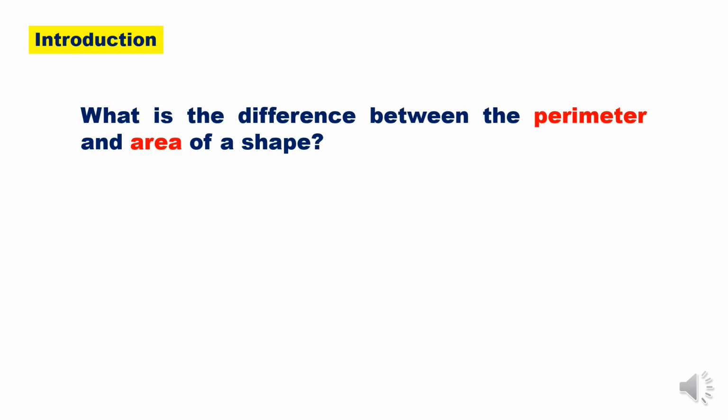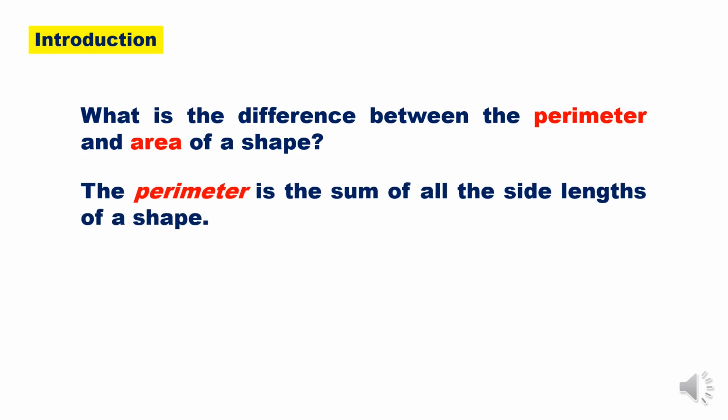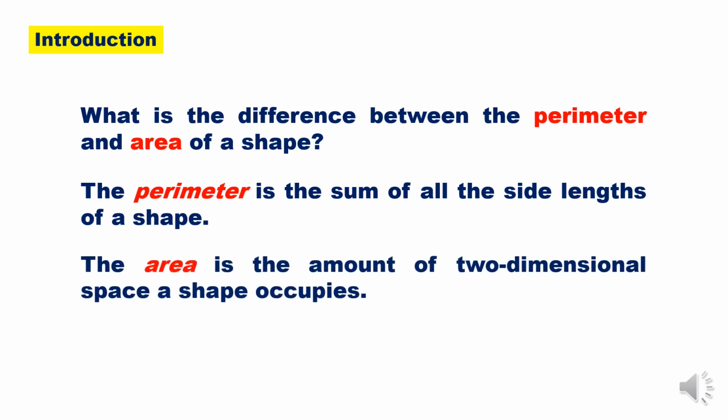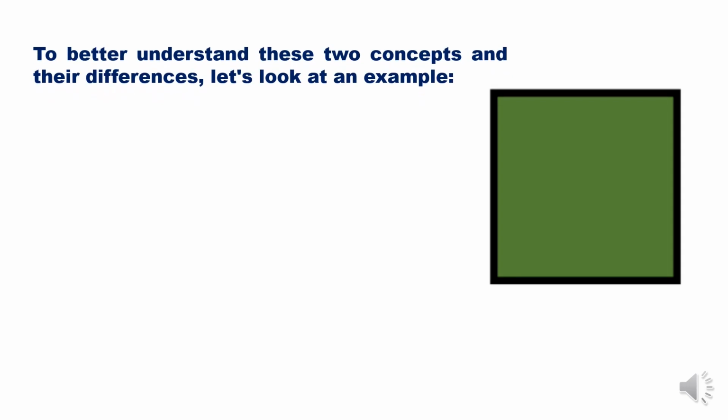What is the difference between the perimeter and area of a shape? The perimeter is the sum of all the side lengths of a shape. The area is the amount of two-dimensional space a shape occupies. To better understand these two concepts and their differences, let's look at an example.